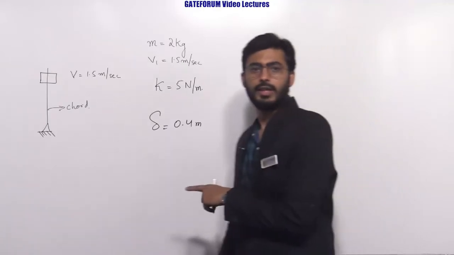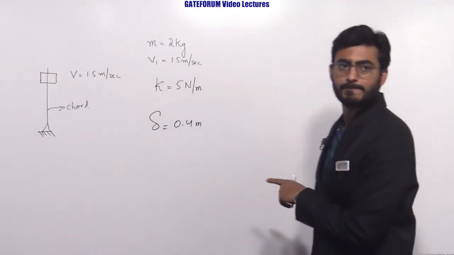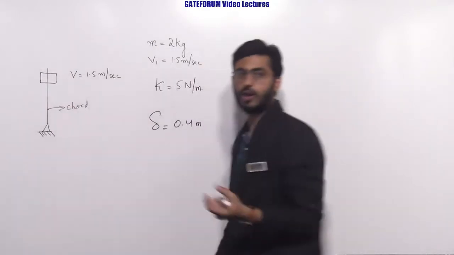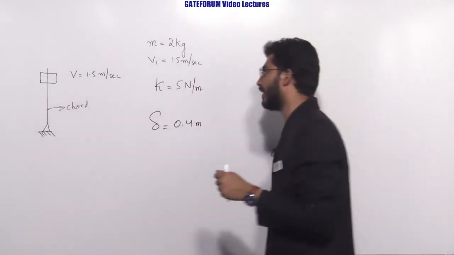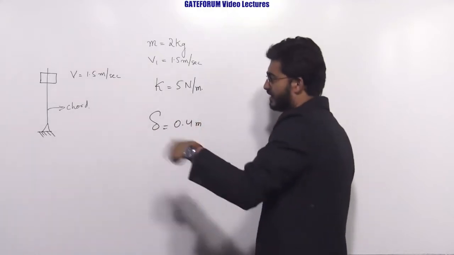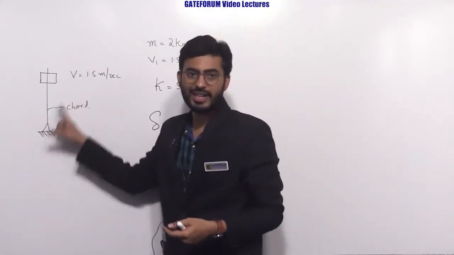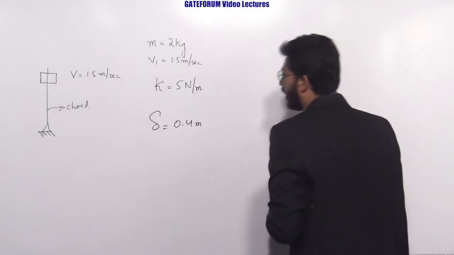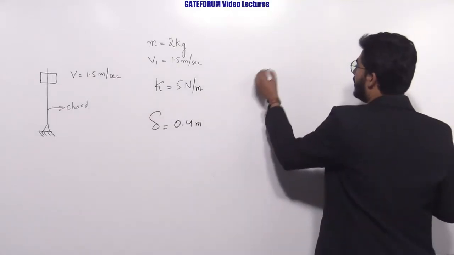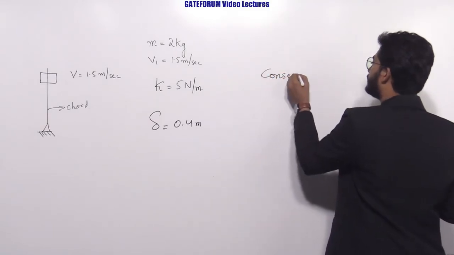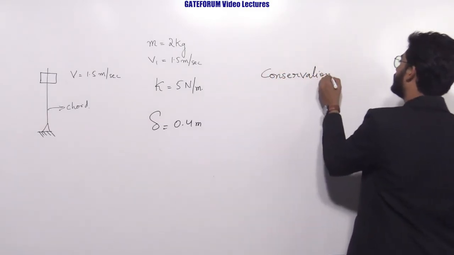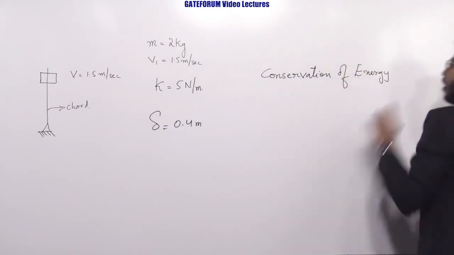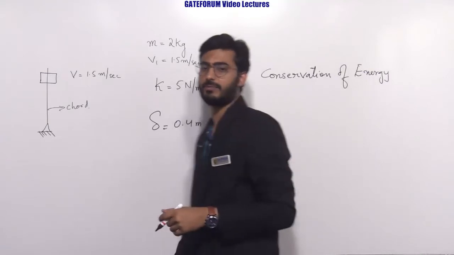So don't think that this block is sliding on the cord. It is not sliding, it is attached to it. So once it undergoes rotation, the cord will get stretched. Now, applying conservation of energy, this cord is behaving like a spring.